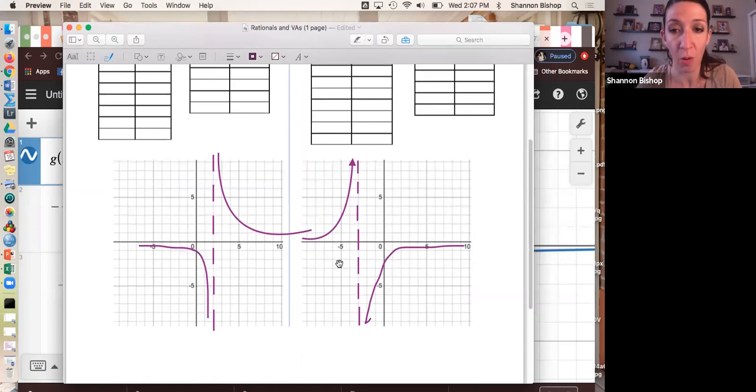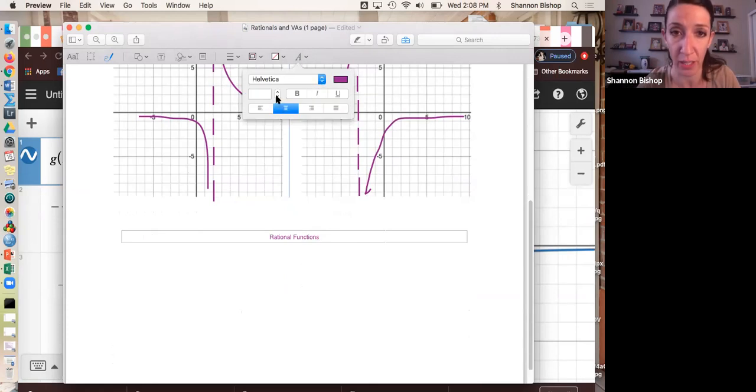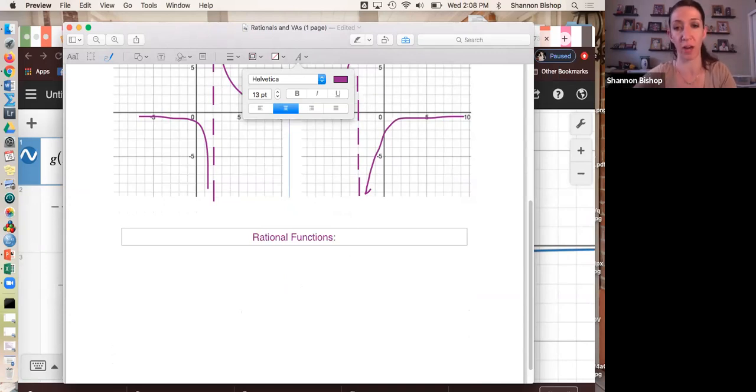Okay, so now let's get some vocab. On this little blank space down here in your document, we're going to type some good stuff. All right, so for some vocabulary, first of all, these functions are called rational functions. Can I make that bigger? Certainly I can. There we go. So these functions are called rational functions. And what do we even mean by rational function? A rational function is simply the division or fraction of two functions.